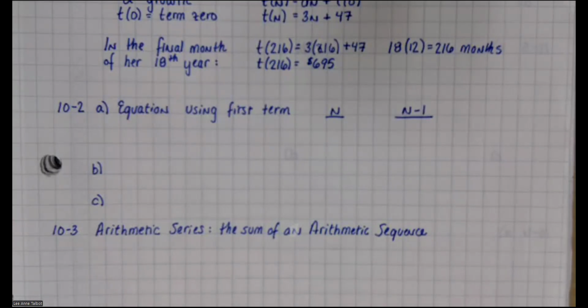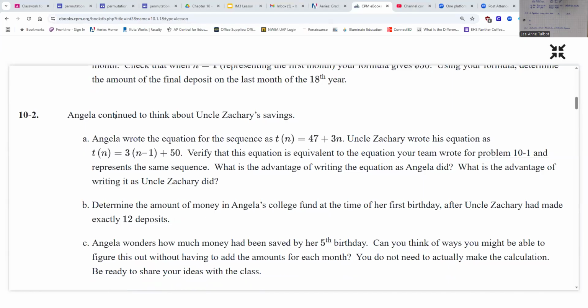Okay. Number 2. Angela continued to think about Uncle Zachary's savings. Angela wrote the equation for the sequence as T of n equals 47 plus 3n. Uncle Zachary wrote his equation as T of n equals 3 times n minus 1 plus 50. Verify that this equation is equivalent to the equation your team wrote for 10-1 and represents the same sequence. What is the advantage of writing the equation as Angela did? What's the advantage of writing it as Zachary did?